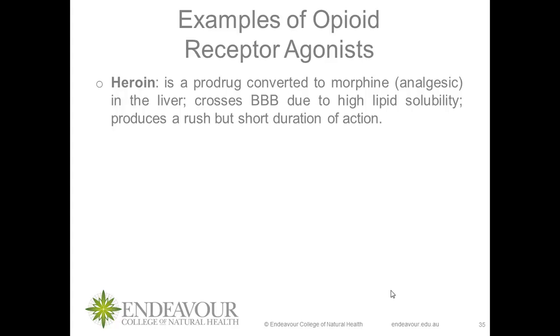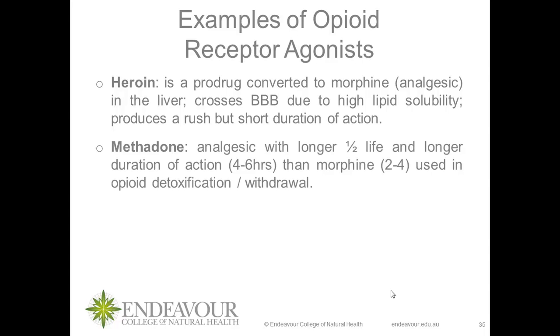Heroin is a prodrug. Heroin itself is converted to morphine. This is done by enzymes in the liver, and it is actually the morphine that has the analgesic properties. Heroin has a high lipid solubility, so it is lipophilic. It will readily cross the blood-brain barrier and produces a rush of euphoria, analgesia, and other symptoms, but this is of short duration of action, making it not terribly useful as an analgesic.